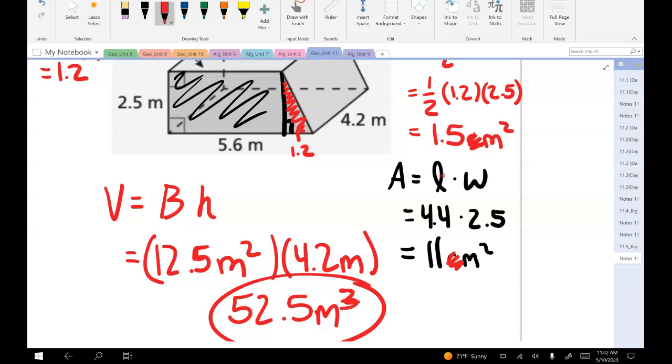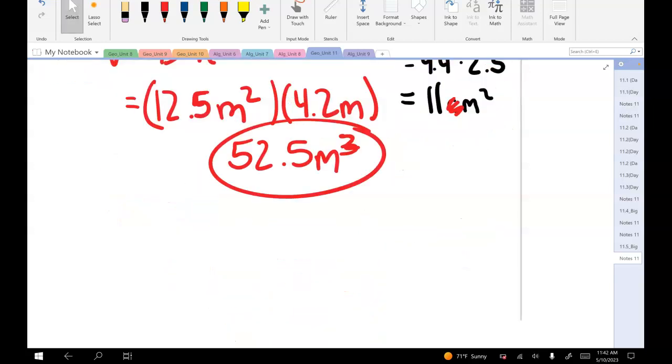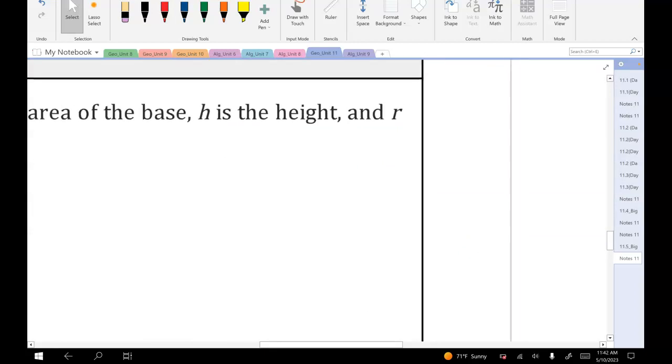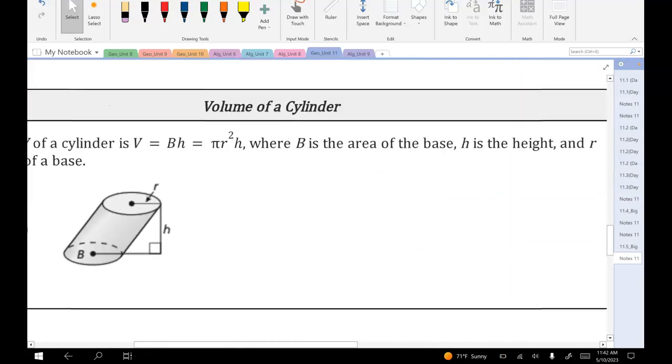All right, so that's prisms. Prisms are the more difficult because you can have more than one shape in them. If you flip to the back, cylinders really quickly. Your base of your cylinder will always be a circle. So it's still base times height, but for base, it's always going to be pi r squared.